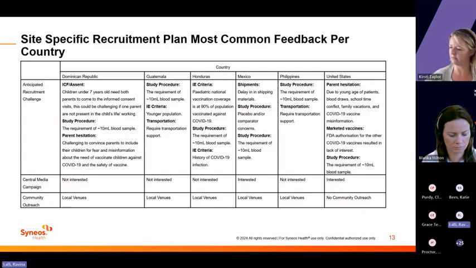In terms of central media campaigns, US and Mexico expressed their interest. However, as Mexico was used during the end of the study, it was not possible from a feasibility perspective. However, the US did adopt a digital outreach campaign.